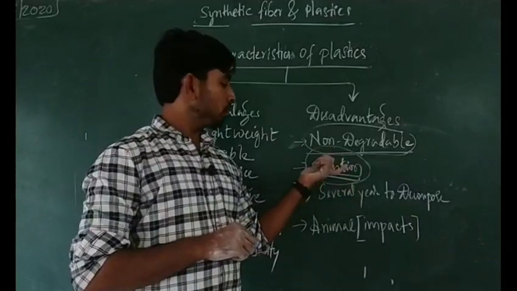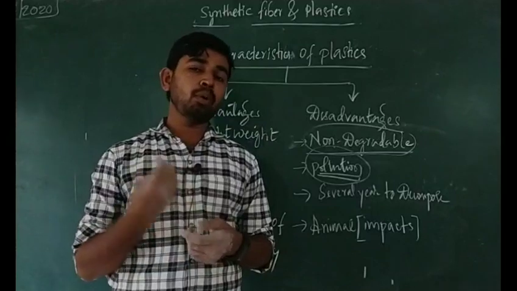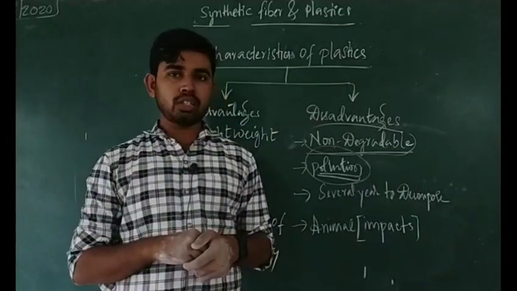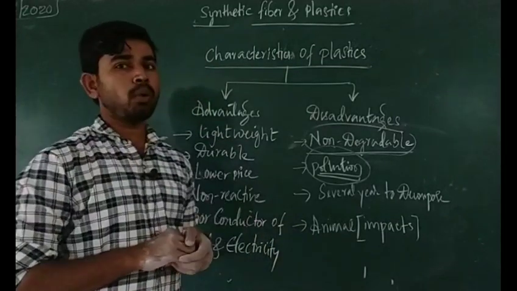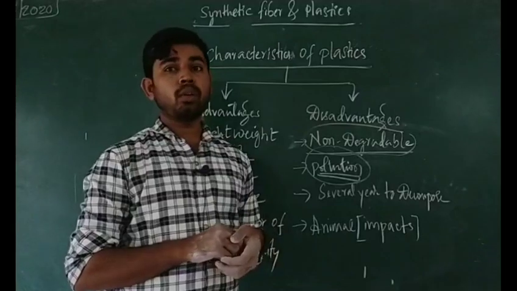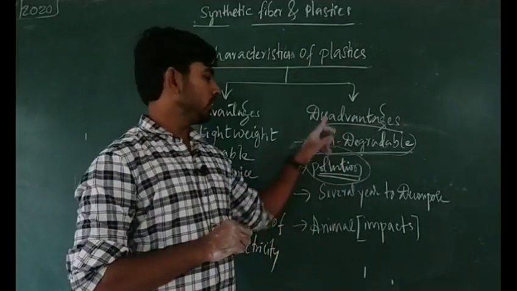Even if you burn the plastic, they will produce very poisonous gases like methane and carbon monoxide. These are all very dangerous gases. As you know, carbon monoxide is called a slow poison. These harmful gases are produced when we burn plastic. This is also one of the disadvantages of plastic.